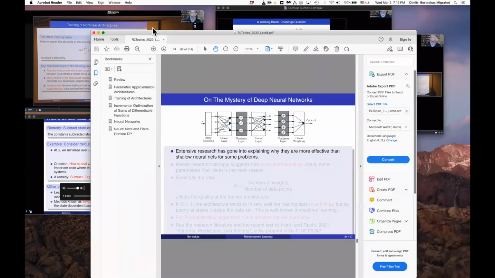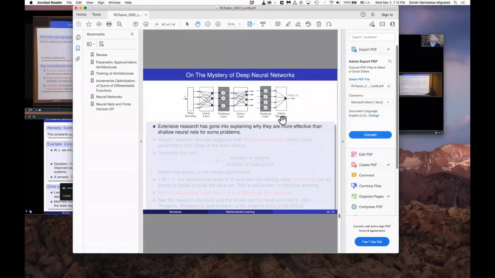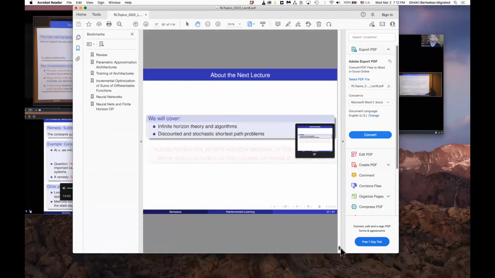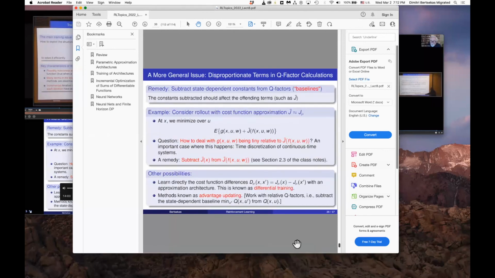Quick question. Are there any relative advantages and disadvantages between these different methods? Or is the Q factor difference usually the best way to go about solving it? Okay, which methods are you referring to? The methods involving baselines? So yeah, the baseline training, versus, yes.